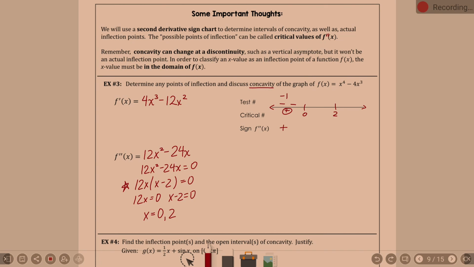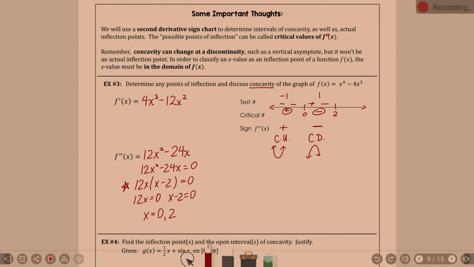So what does that tell me? If it's positive, it is concave up. Okay. What about between 0 and 2? Plug in 1. 12 times 1 is a positive. 1 minus 2 is a negative. Positive times negative is a negative. So we have a negative second derivative, which means concave down.